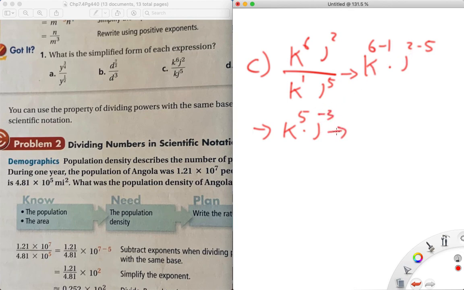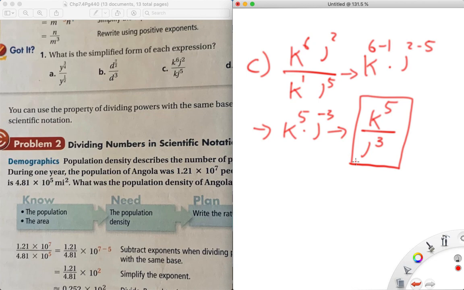Remember that I can't have a negative exponent for it to be simplified, so that J is going to move down to the denominator. K to the 5 stays where it is. Remember that once I move it down to the denominator, the negative sign goes away. And that is the answer.